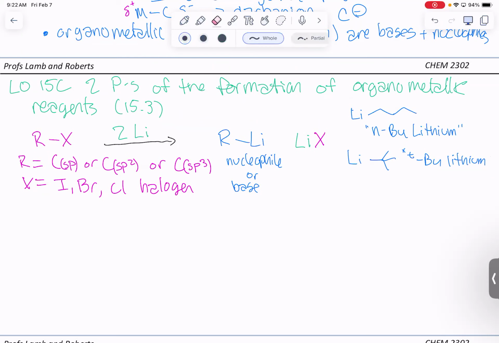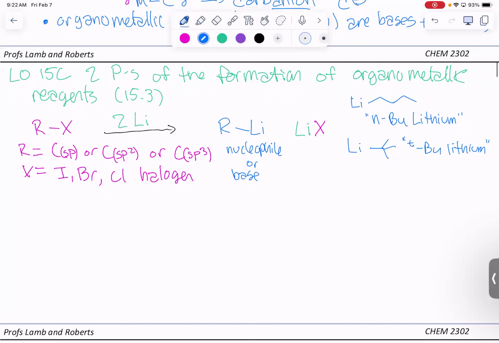All right, and that's a super strong base. You have to be very, very careful with these reagents. We'll talk about that. All right, so that's for our lithium reagents. Now we're going to start with that same aryl halide. The same rules are going to apply.